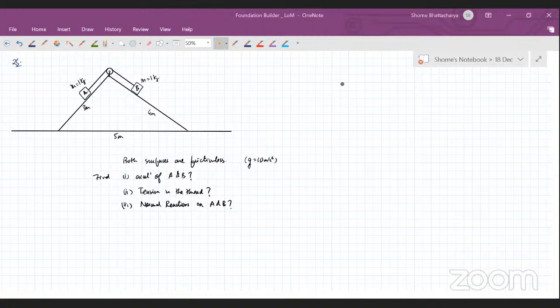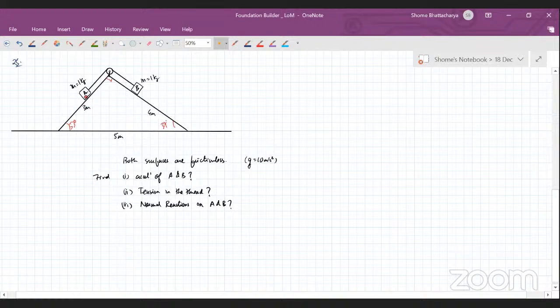Yes, that's correct. The acceleration will be 1 meter per second square, or g by 10. Okay. So the main thing in this question is that you have to understand that there is a 3, 4, 5 triangle. So this angle will be 90 degrees. Okay. And this angle will be 53 degrees. And this angle will be 37 degrees. Once you understand that, rest of the question is easy.